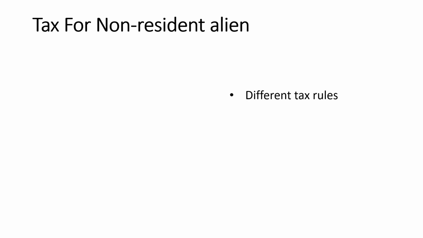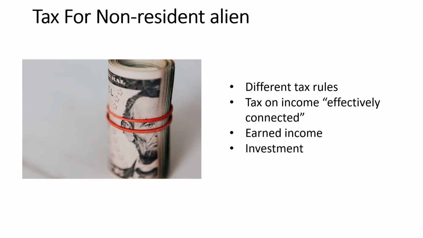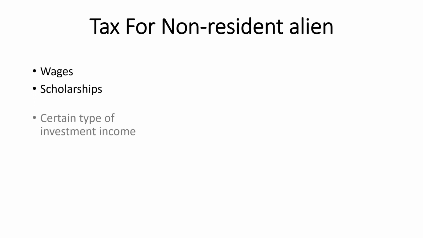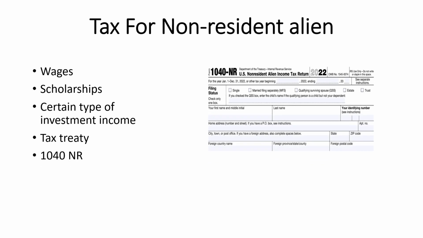Non-resident aliens are subject to a different set of rules. They typically only pay tax on income that is considered effectively connected with a United States trade or business. This income includes income earned from working in the U.S. or from U.S. investment. Some common sources of U.S. income for non-resident aliens include wages, scholarships, and certain types of investment income. However, not all income is subject to U.S. taxation. There might be some treaties in place that affect the tax liability. For non-resident aliens, file a 1040 non-resident alien tax return.